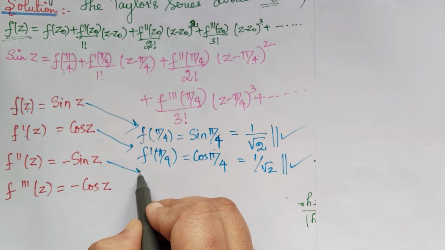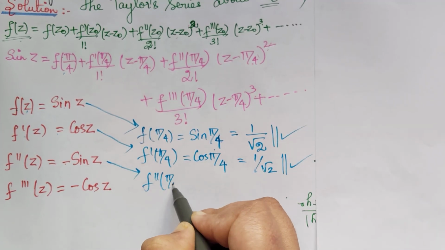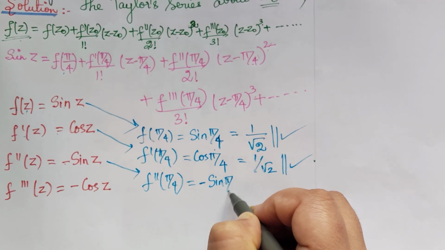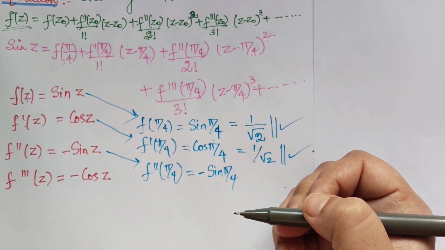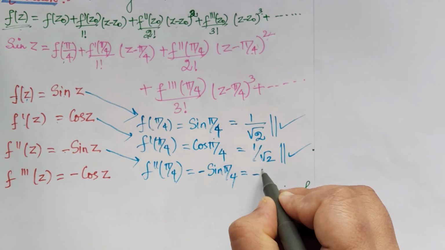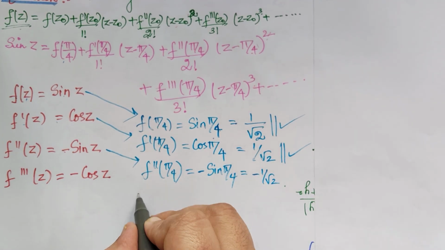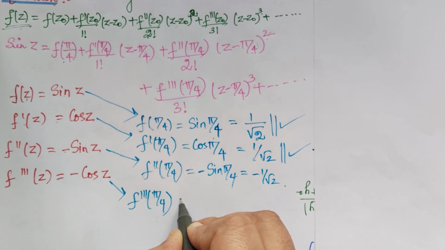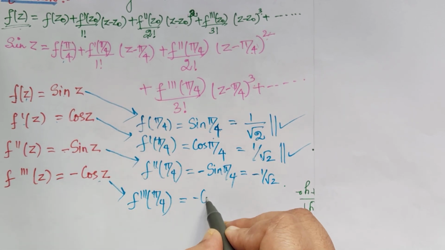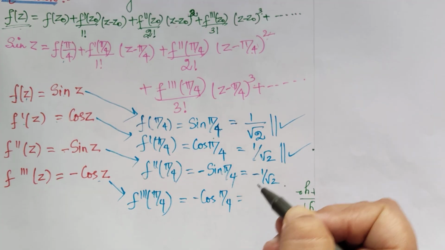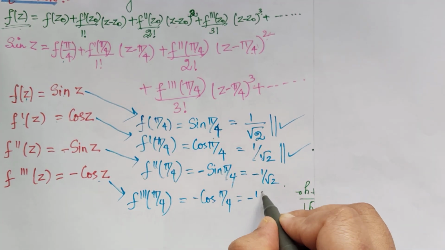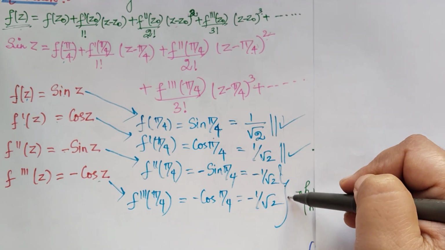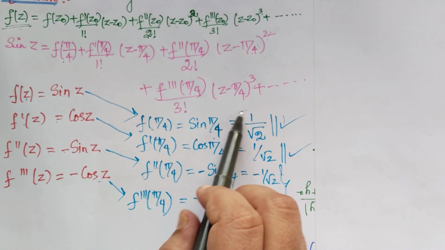And what about f double dash of pi by 4? It is equal to minus sine pi by 4. And we know that sine pi by 4 is 1 by square root of 2, and so this will be minus 1 by square root of 2. And finally we have f triple dash of pi by 4 which is equal to minus cos pi by 4. And cos pi by 4 is 1 by root 2, and so this will be minus 1 by square root of 2. Now we shall substitute all these four here in this expansion.